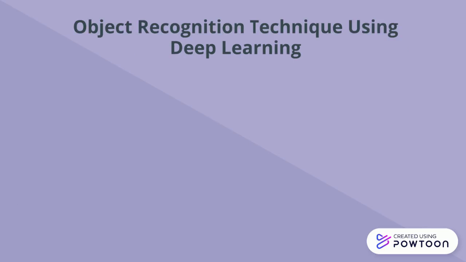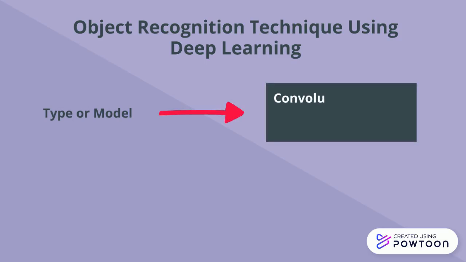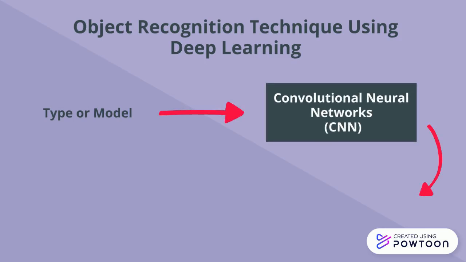Object recognition technique using deep learning. One of the deep learning types or models is CNN. It is used to automatically learn the features of an existing object in order to identify that object.